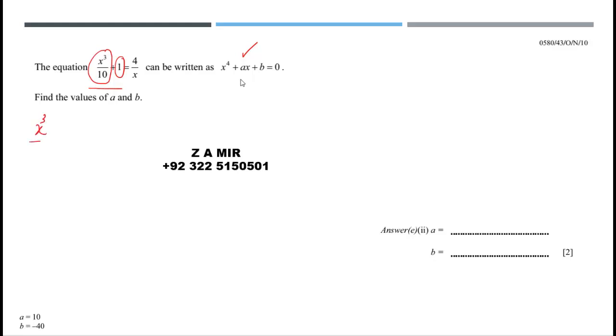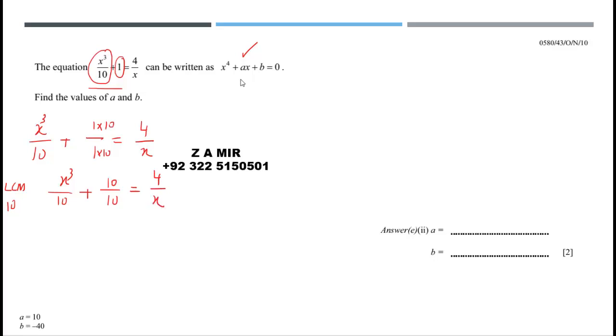X cubed over 10 plus 1 over 1. It is equal to 4 over x. Here in the left hand side we have two fractions, but the denominators are not same. So LCM of 10 and 1 is 10. So I will try to make 10 on both the denominators. It is already 10, so I will multiply 10 over here and here. So this is x cubed over 10 plus 10 over 10 is equal to 4 over x.